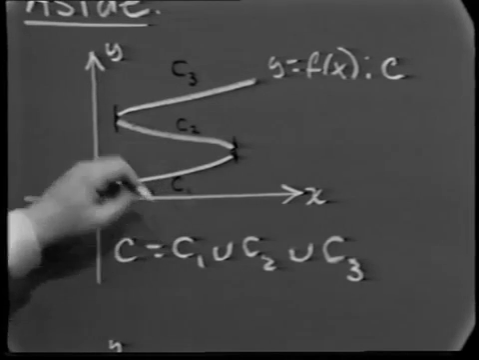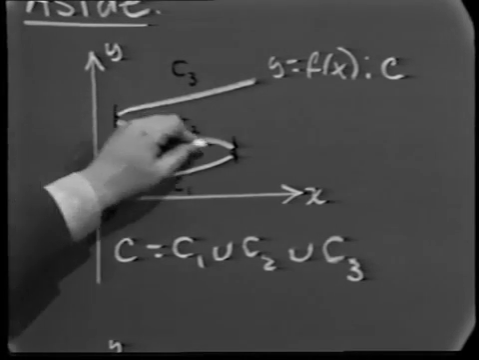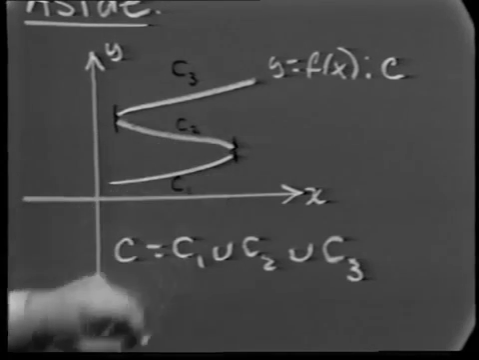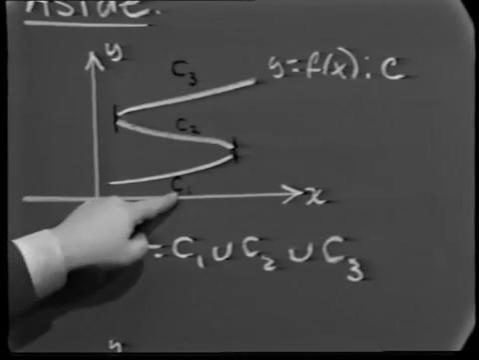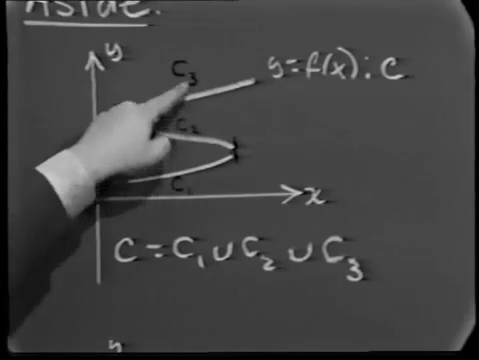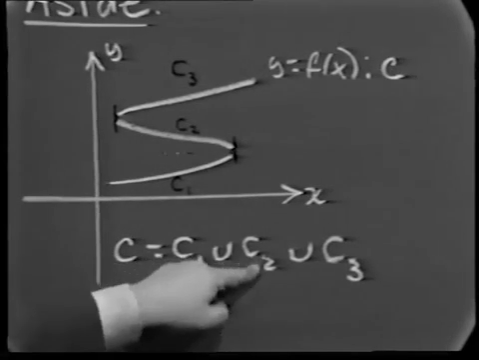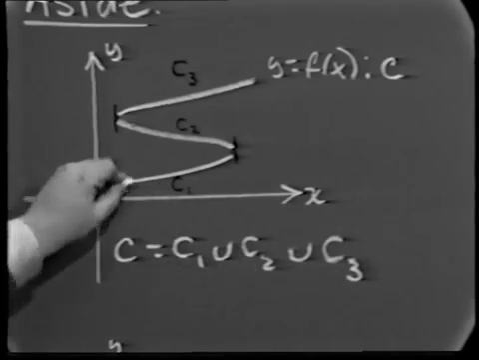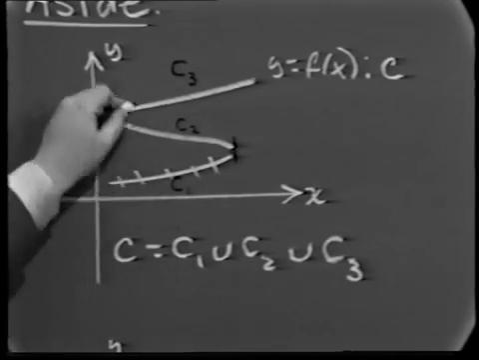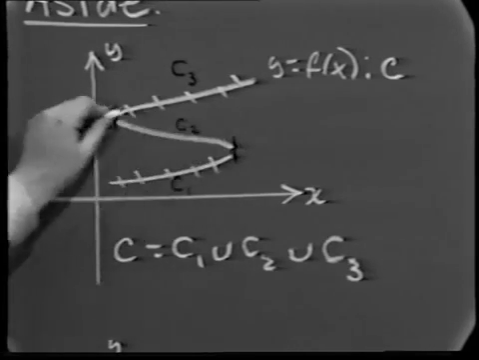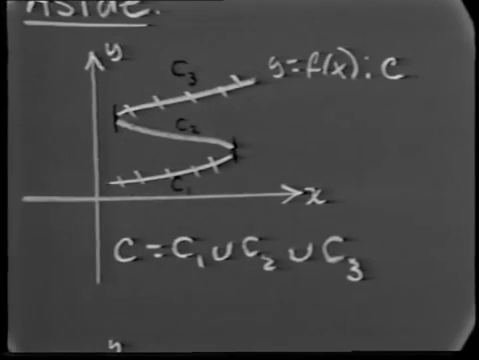notice if I take the points at which I have vertical tangents, and break the curve up at those particular points, in this case I would get what curves? C1, C2, and C3. Notice that C is the union of C1, C2, and C3, but that each of the curves C1, C2, and C3 is either always rising or always falling.